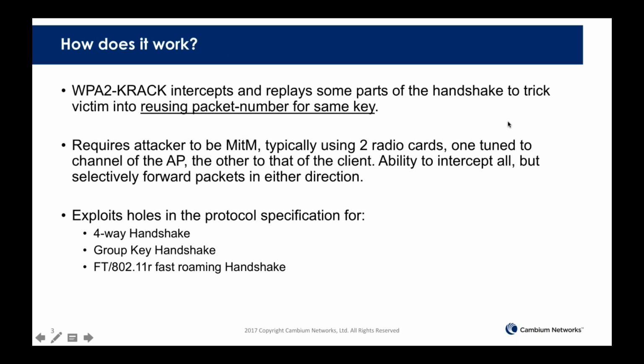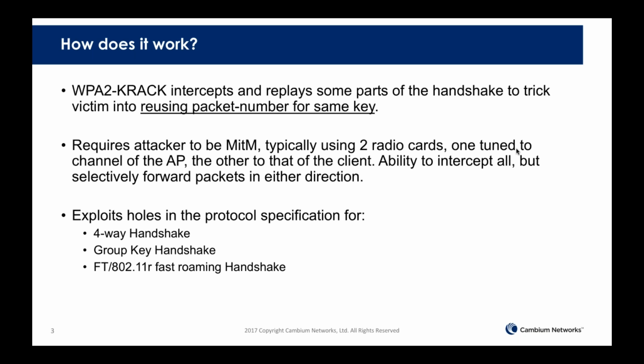So how does this work? WPA2 KRACK intercepts and replays some parts of the handshake. When a client connects to an access point, it goes through what's called a four-way handshake. So after a client associates with the network, it exchanges 4 messages with the access point. These messages are used in WPA2 for confirming that both the client and the AP have the right encryption key, to derive a session key from that, which will then be used for all the encryption, and for the client to receive the broadcast key with which it would decrypt all the packets that it receives from the AP.